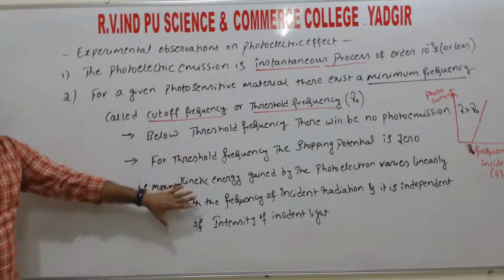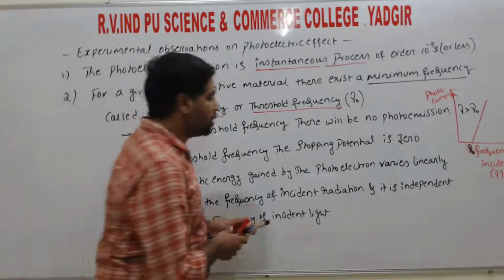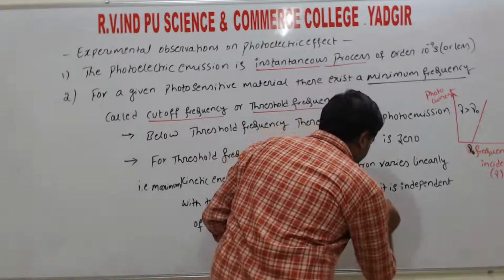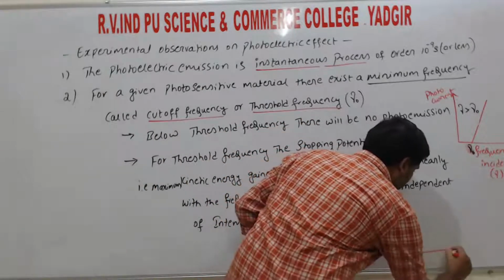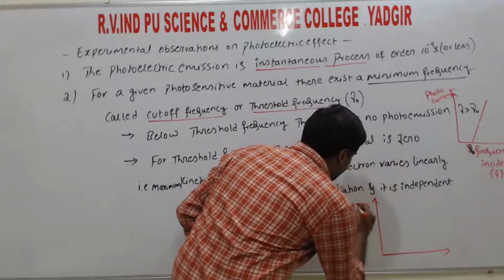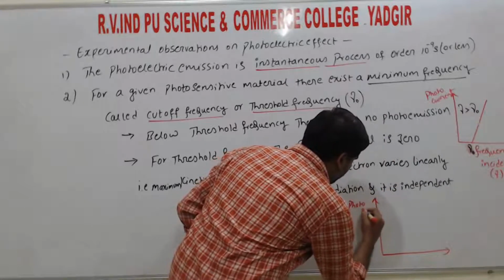That is, it depends on the frequency. So if we plot the graph for this one, this one is the photocurrent.